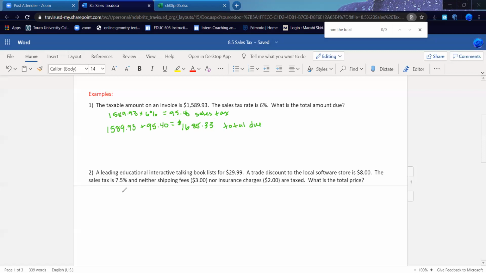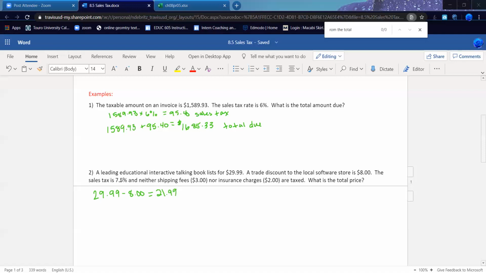Okay, so my next problem, I have a leading educational interactive talking book that lists for this amount. The trade discount from the local software store is $8. So remember, a trade discount is what you get if you pay with cash or if they have some kind of terms in place on an invoice. In this case, it's a pay in cash. So I'm going to take my $29.99 and I'm going to subtract the $8 I'm not going to have to pay because it's my trade discount. That means I'm going to have to pay $21.99.